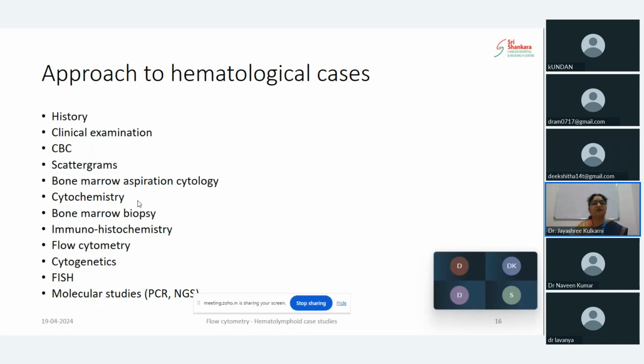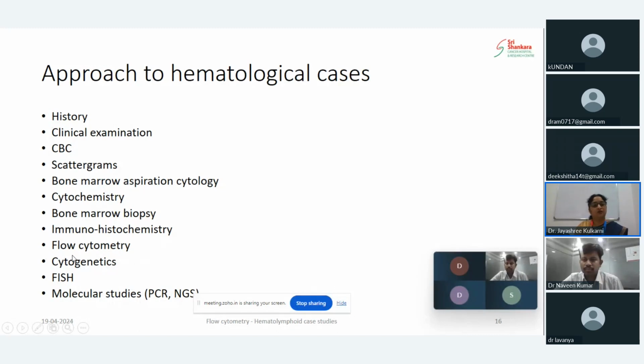Bone marrow biopsy, in comparison to the aspiration, the advantage obviously is that the architecture is maintained and you exactly know where your megakaryocytes are lying. Are they paratrabecular? Is there ALIP? All those things are better appreciated in your bone marrow biopsy. And on your bone marrow biopsy, again, you can do your immunohistochemistry, which will give you a better idea. Flow cytometry, of course. Other than that, cytogenetics, FISH, and molecular studies.